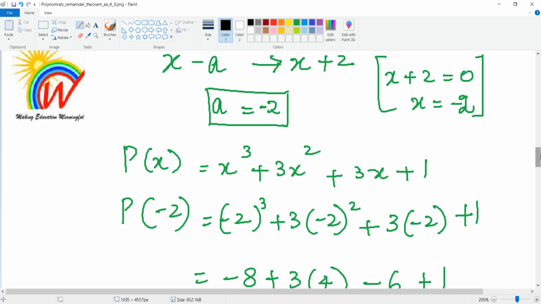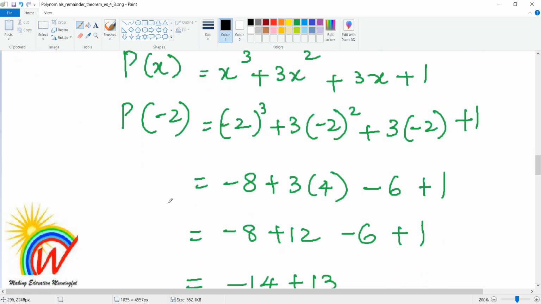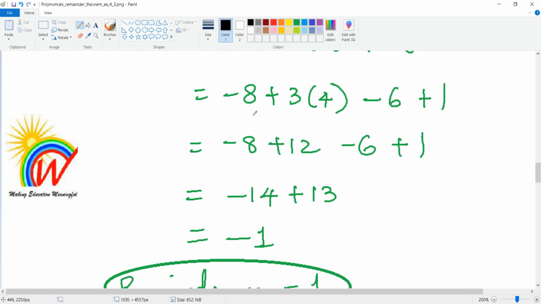Okay, now we will solve this. Minus 2 the whole cube, minus sign will be retained over here. 2 cube is 8, plus 3 comes as it is. Minus 2 the whole square turns out to be plus 4. Okay, and then you have plus minus is minus. 3 2s are 6, plus 1. Okay, then you have minus 8 as it is, plus 3 4s are 12, minus 6, plus 1. So this becomes minus 8 plus 12 minus 6 plus 1.